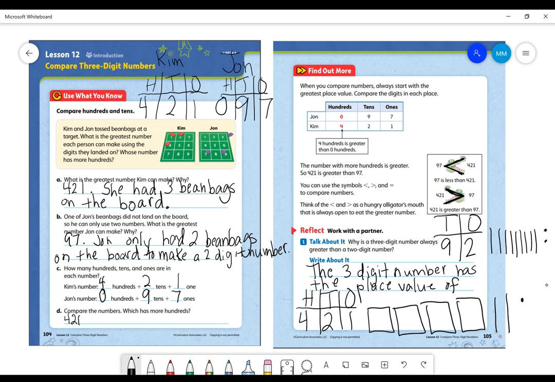So the 3-digit number has the place value of hundreds. All right, Smarties, as always, I want you to keep that growth mindset. Good learners do hard things. And remember, when we are learning about 3-digit numbers, it's so important to think about the value of those digits.